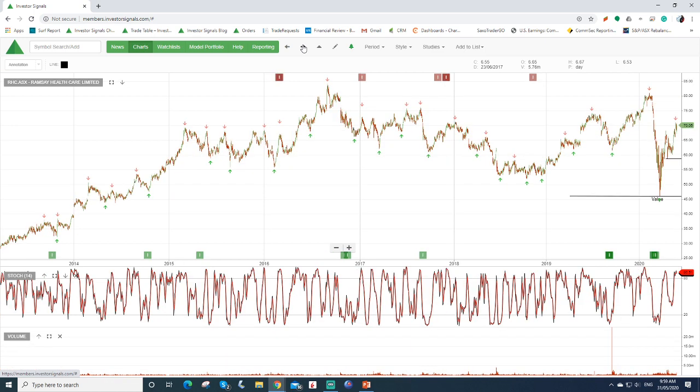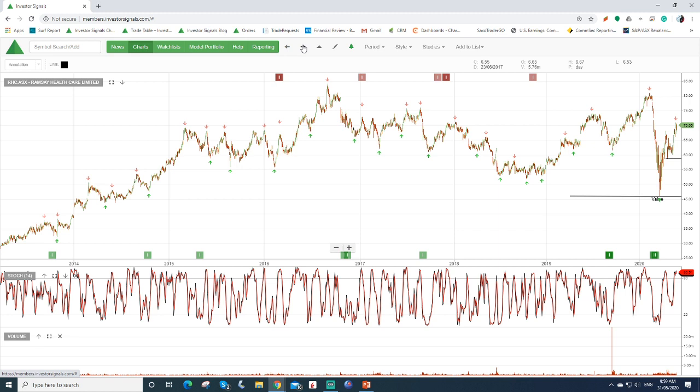Ramsay Healthcare, so again, we like this name. It's in the model portfolio. All of these names that are under buy conditions mean that they're in the top 50 or the top 100 model portfolio. In this case, we're looking at the top 50, so they're in the top 50 model portfolio.